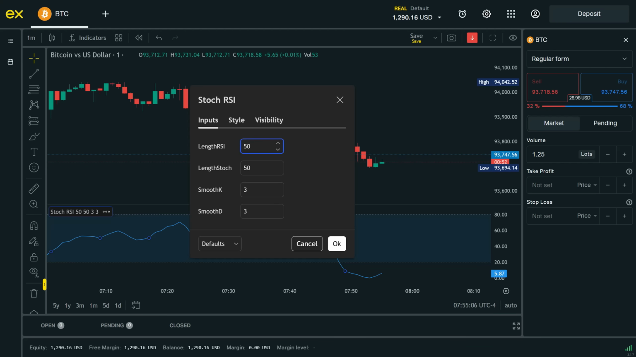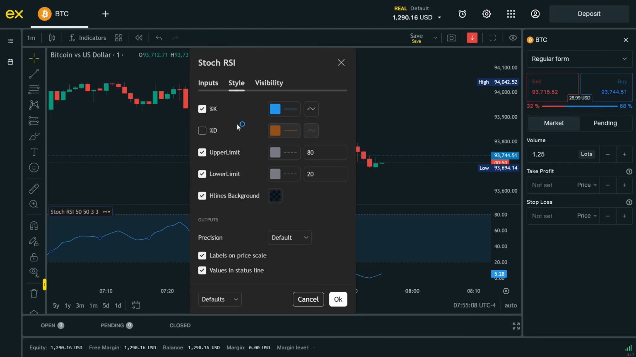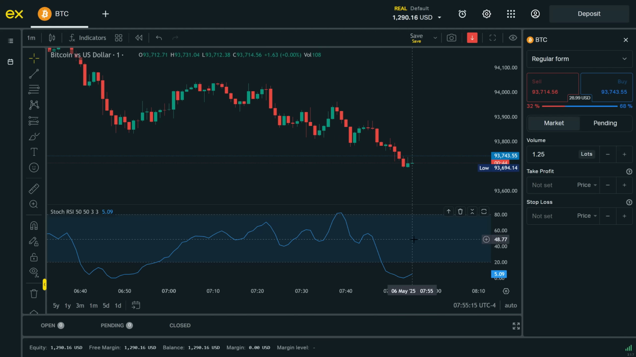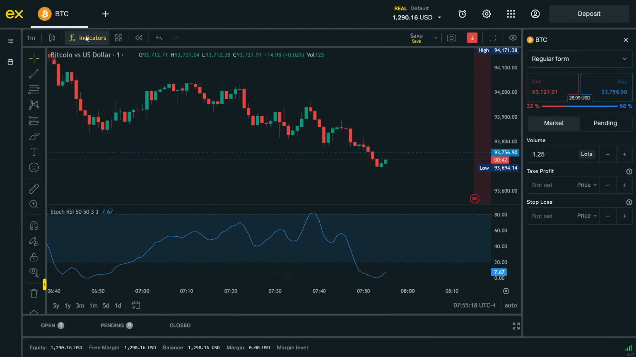Now switch over to the Style tab and uncheck the box for Cent D. We don't need the second line for this strategy. Once you do that, you'll notice that only one smooth blue line remains on the chart, nice and clean. This is the line we'll be using to detect possible market reversals. Now let's add another indicator to enhance the signals even further.